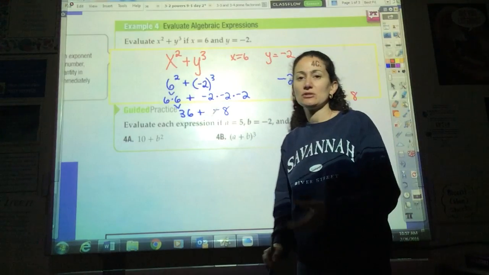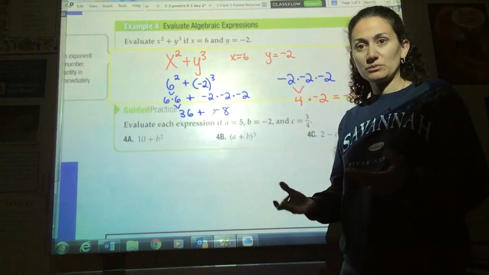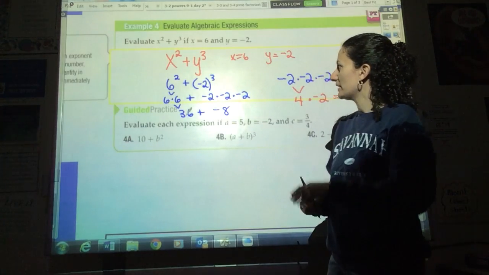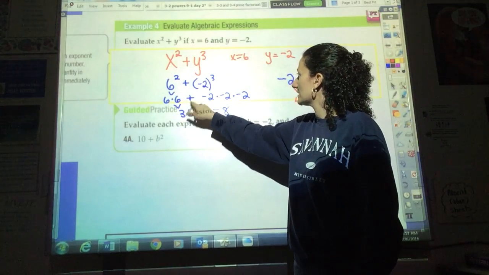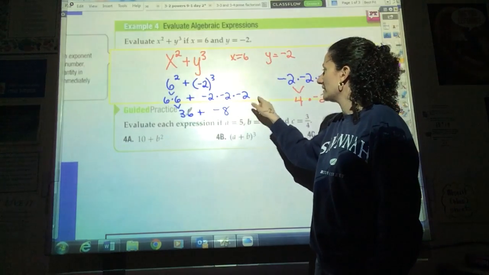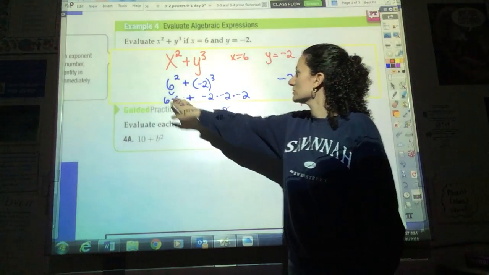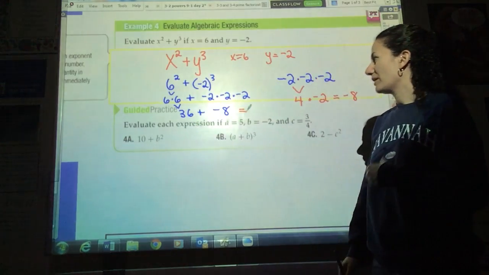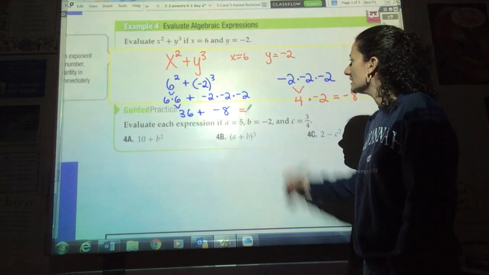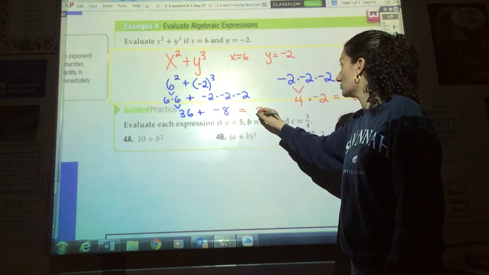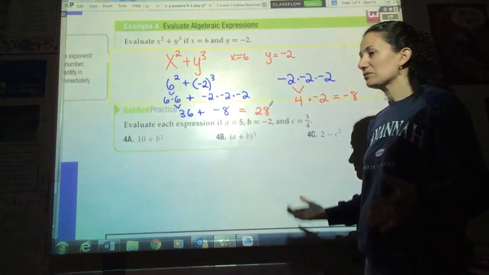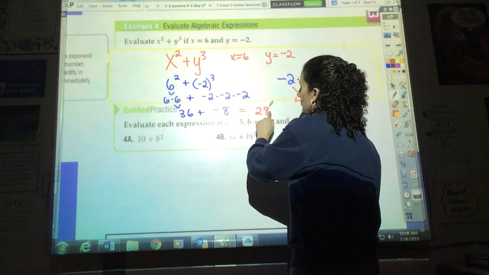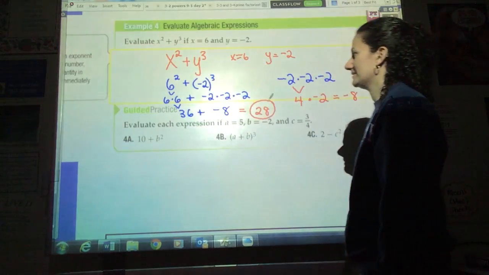Now we add. Addition is last in the order of importance with order of operations. So I evaluated the exponents first. It would not be okay of me to have done 36 plus negative 2 and then multiplied these. I have to do the exponents first. And now I'm going to add. When I have a positive and a negative, remember I actually subtract those. So 36 minus 8 is 28. And then I keep the sign of the bigger value. I have more positive numbers here than negative, so my answer is going to be positive 28.